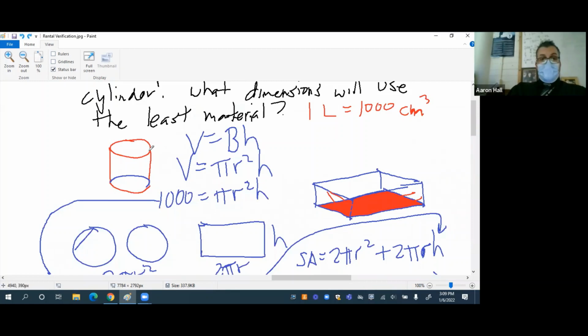So our dimensions are what? What's the radius? The radius is 5.41. And the height? Nice, cool.